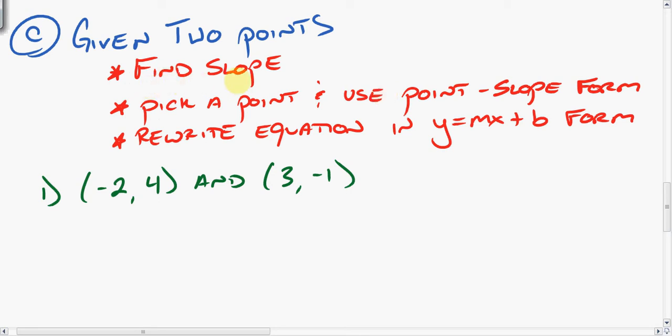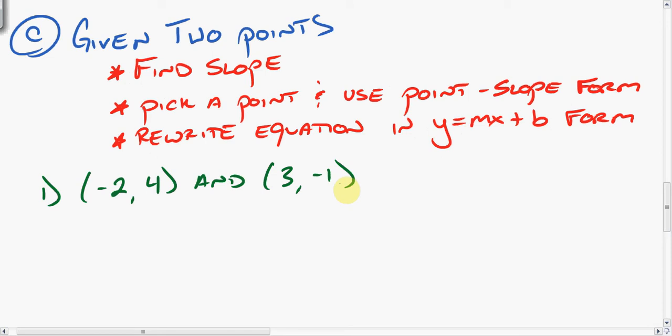The first thing you're going to want to do is find the slope, using the slope formula. Once you find the slope, you're going to choose either of the 2 points. It doesn't matter. You can pick this point or the second point and use the slope, and you're going to write an equation in point-slope form, which we just did in the previous video. And then lastly, once you have the equation in point-slope form, you will rewrite the equation so it's in slope-intercept form, which is y equals mx plus b. And again, we did that in the previous video. So the only addition really is finding slope, because it's not given to us.